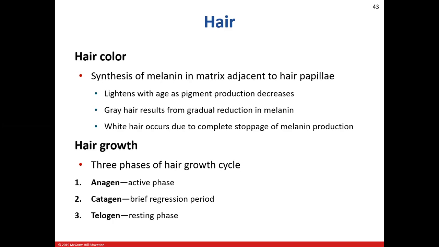Now, as we go through hair growth, there are three phases of the hair growth cycle. We have the anagen phase, the catagen phase, and the telogen phase. With the anagen phase, this is active growth, where we basically see active growth of the hair. Whereas the catagen phase is a small, brief regression period. And then we have the telogen phase, which essentially is a resting period for hair growth.